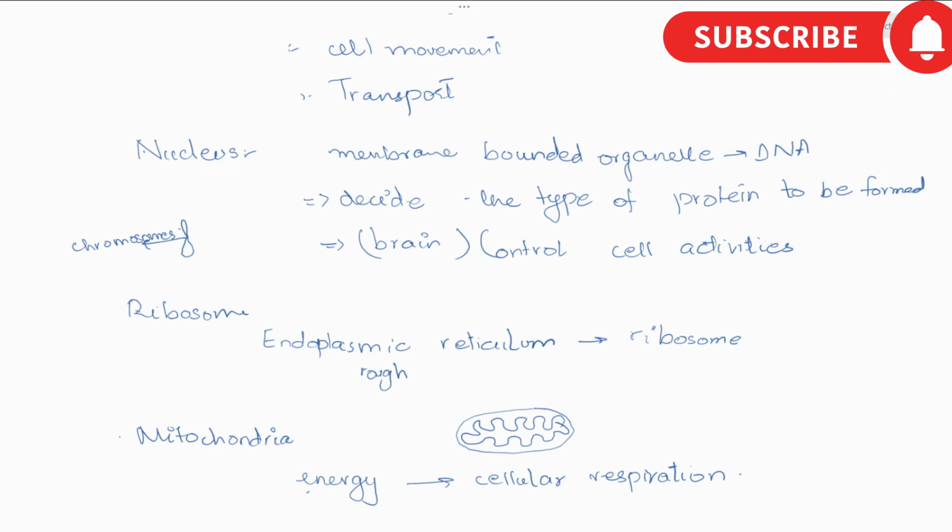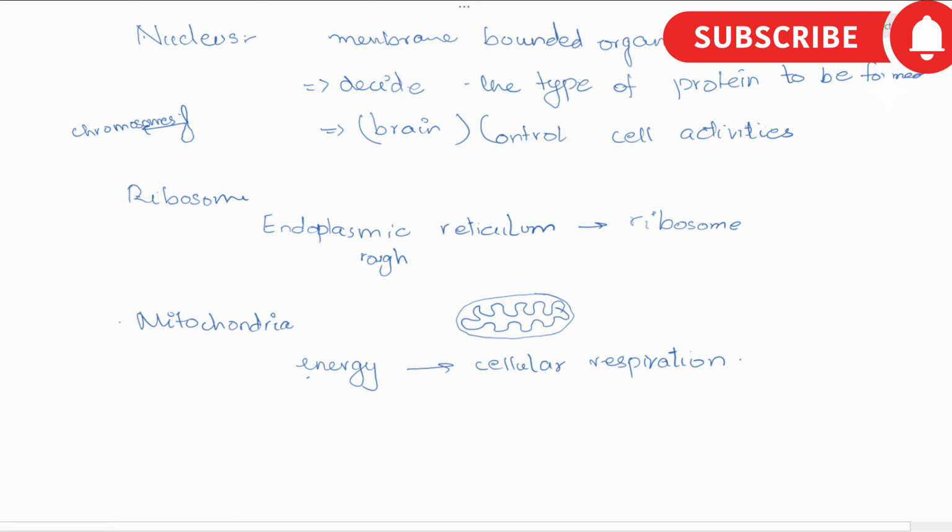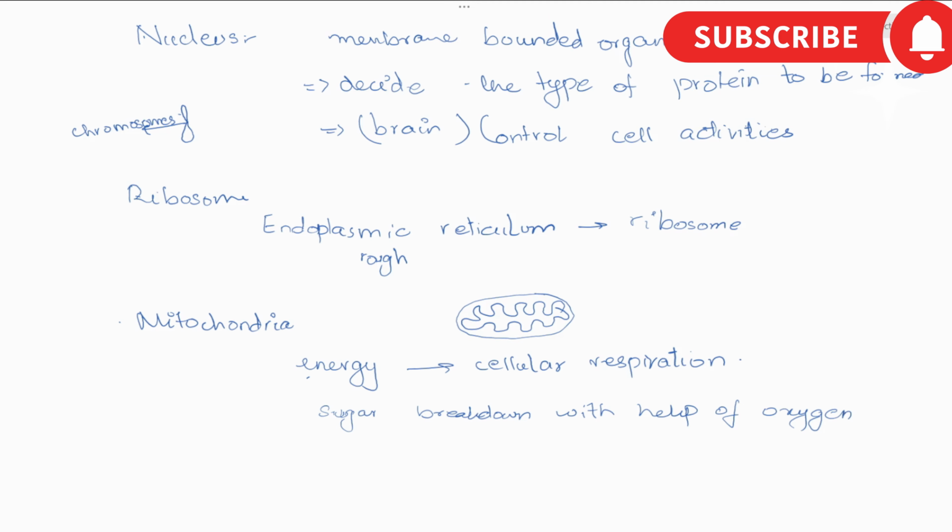So basically, the sugar breaks down in the presence of oxygen. Sugar breaks down with the help of oxygen that we inhale. Like glucose plus oxygen, there is a chemical reaction. Then there is a production of water and carbon dioxide along with lots of energy.